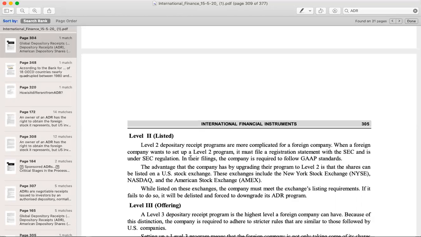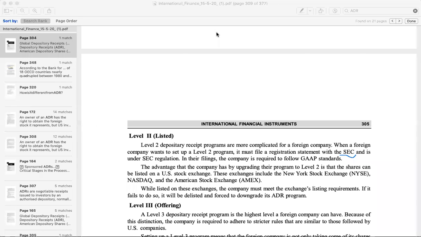Now level 2 is slightly more complicated than level 1. It must file a registration with the Securities Exchange Commission. Like we have SEBI in India, we have SEC in US, and also that it has to follow GAAP standards. Whatever accounting reporting you are doing in your Indian accounting standard or any other country's accounting standard, that has to be converted to GAAP and done. Right? They have their own principles. So those principles will have to be applied to your accounting.